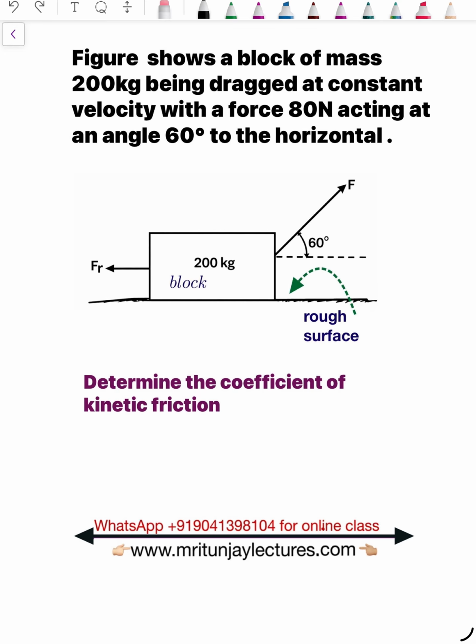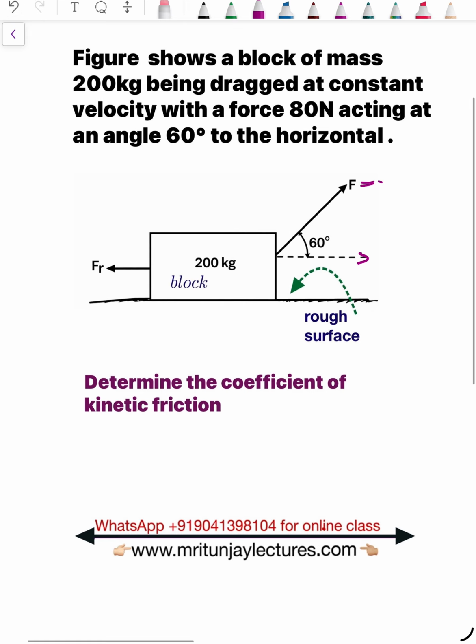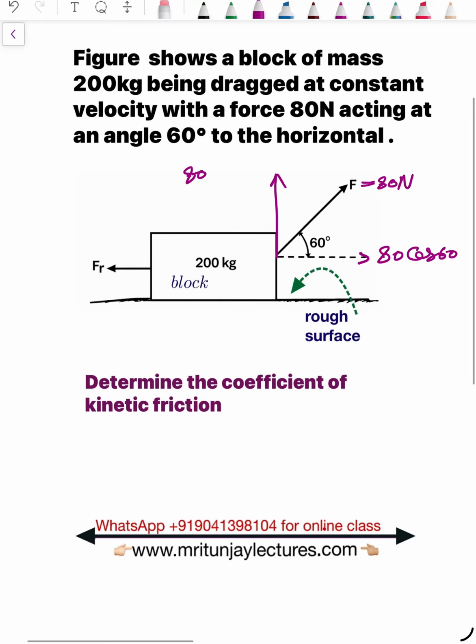Now next, constant velocity with a force of 80 Newton acting at an angle of 60 degrees to the horizontal. So first of all, resolving F into two directions. This is F cos 60. F is basically how much? 80 Newton. So along the x direction, 80 cos 60, and along the y direction, 80 sin 60. Clear or not?